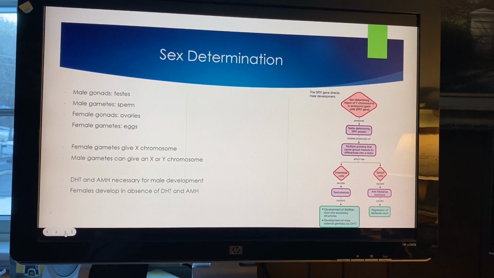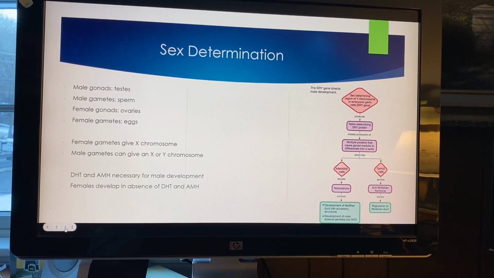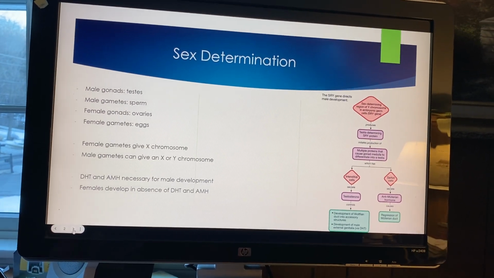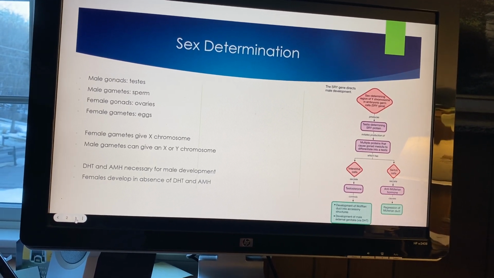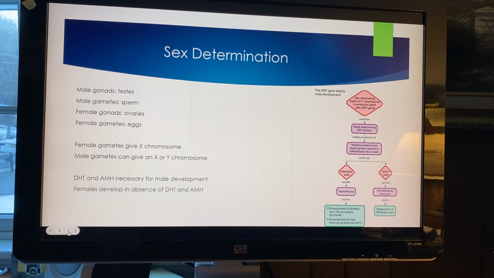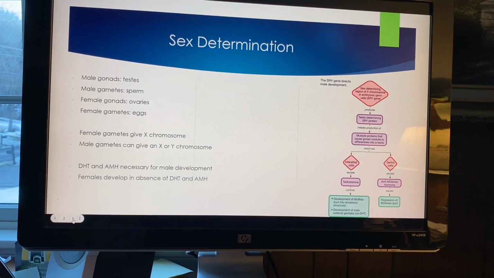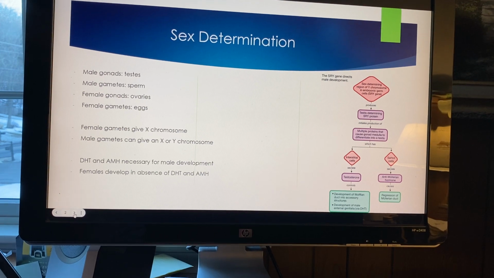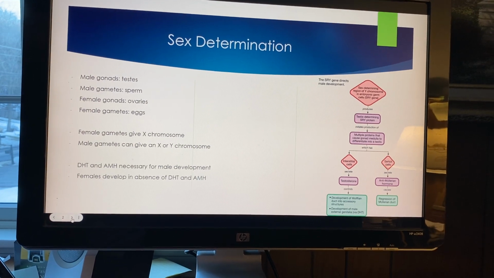And DHT, another hormone produced from testosterone, leads to the external genitalia of the male to develop. Also, Sertoli cells secrete anti-Mullerian hormone, which causes a regression of the Mullerian duct, and would mean that the individual would not be a female. In the absence of DHT, female characteristics develop rather than male, and in the absence of AMH, the Mullerian duct would become female reproductive structures.